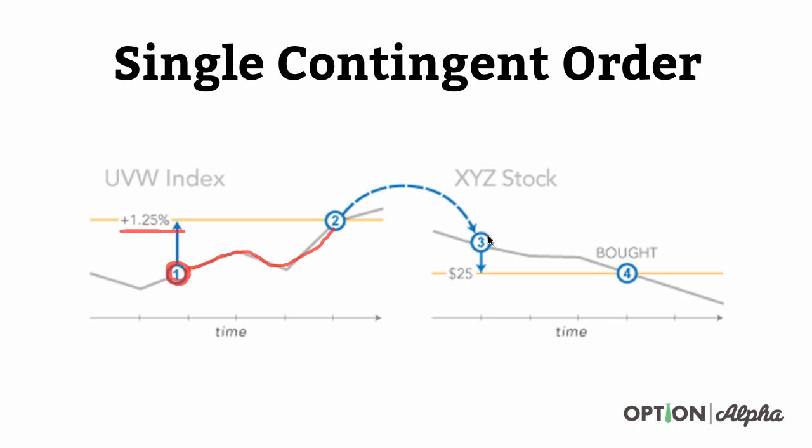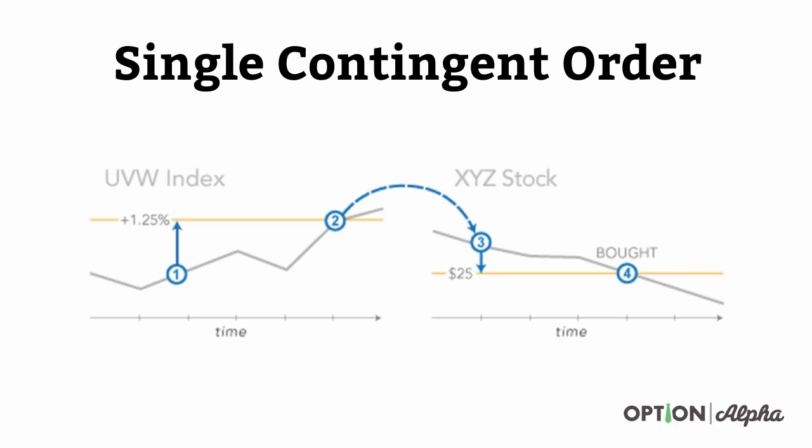You could also do it in reverse. So if you're looking to get into a trade where you're buying options, you could look at the option, and maybe the option price is here, and you'll only buy it once it reaches some certain level, maybe $25 per contract. Okay, so there's single contingent orders.